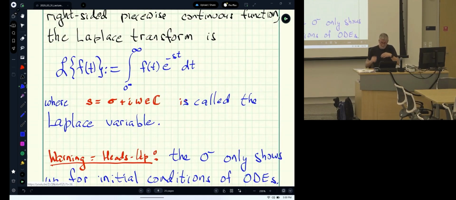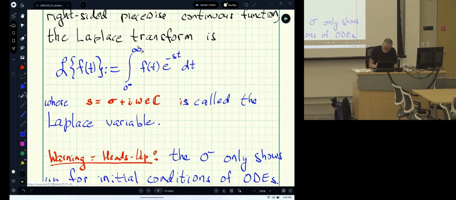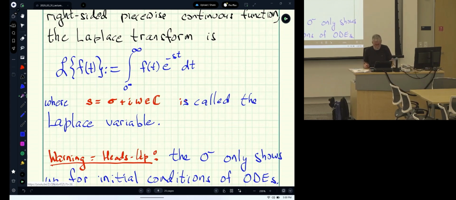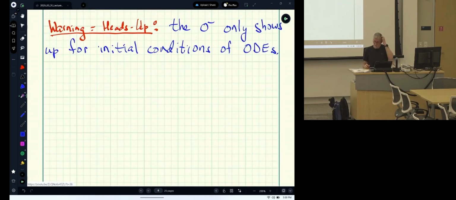Okay, so this is an improper integral, and it involves, in theory, a lower limit, and then this is definitely an upper limit that we have to calculate in a hard way. So let's compute our first Laplace transform.